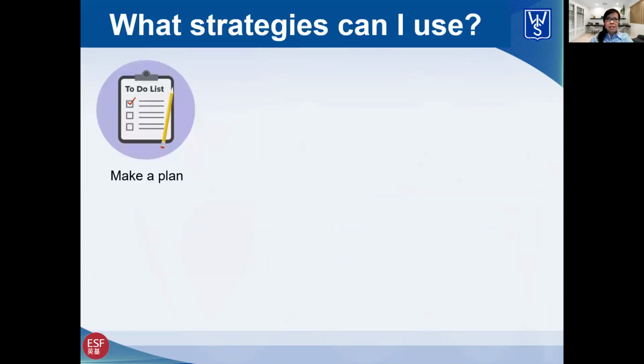The next few slides will get into the practical strategies to enhance motivation through the basic psychological needs. The first one is to make a plan. By making a plan for the task, you reduce the anxiety of not knowing what is being asked or where to start.